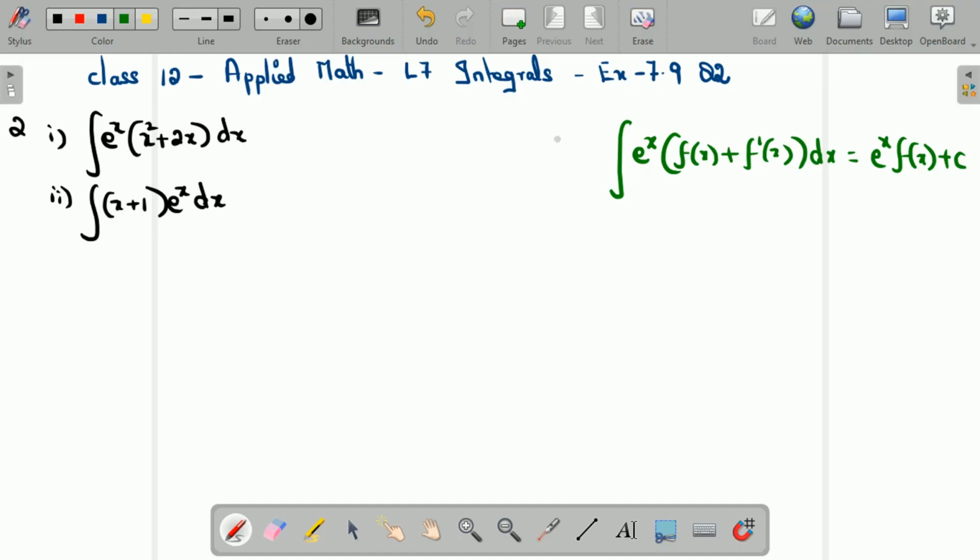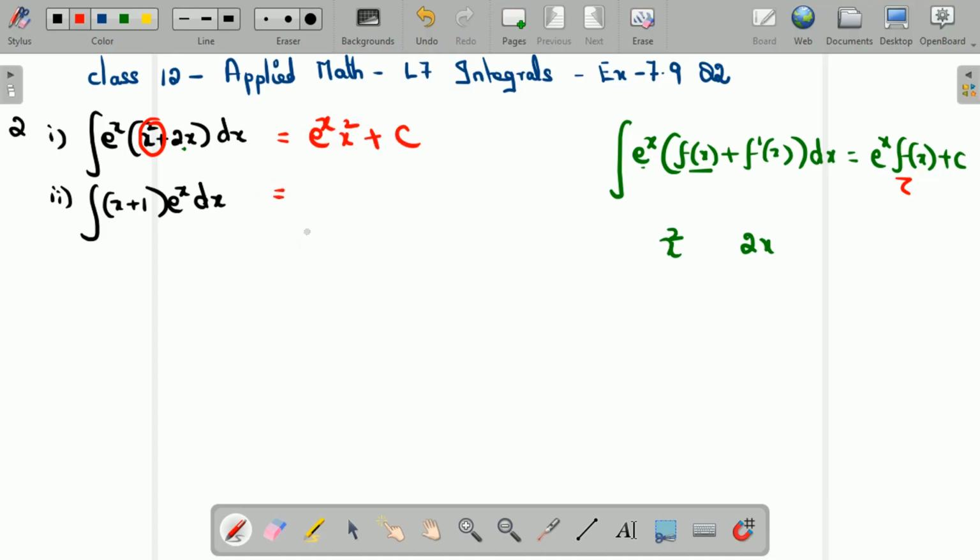So let's see that. First you have e power x. On comparison that works out to be the same. Then there is an f of x. If you assume x squared is f of x, let's differentiate x squared. So you get 2x. So you see that plus f dash of x is there. So we can directly apply this particular formula. According to the formula, this is e power x into f of x. Here we have placed f of x as x squared. So this means e power x into x squared plus c.